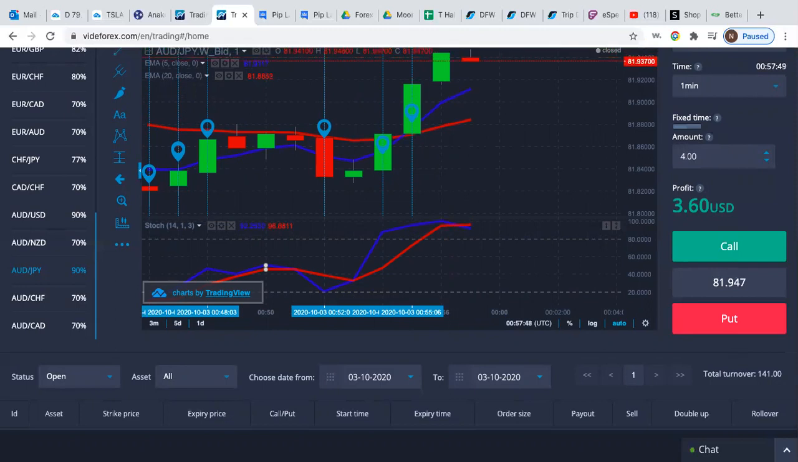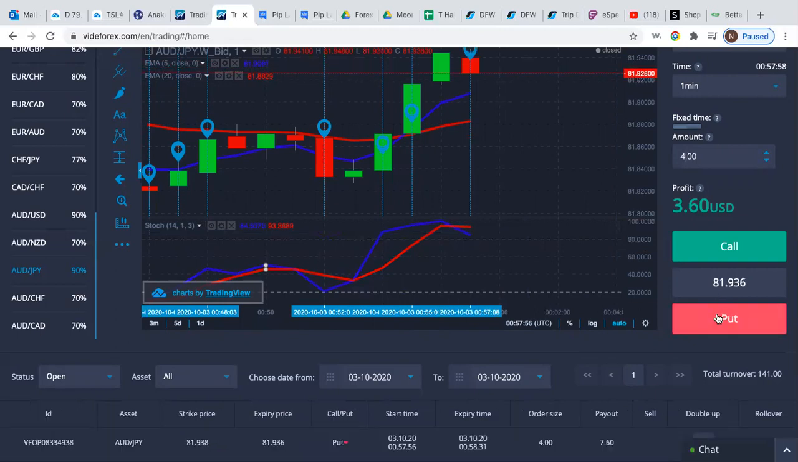The blue is beneath the red. It's indicating a possible sale, possible put. Need that gap to open up. We have a gap. I'm going to go ahead and enter for a put. About 15 more seconds on the trade. Let's see if it opens back up.